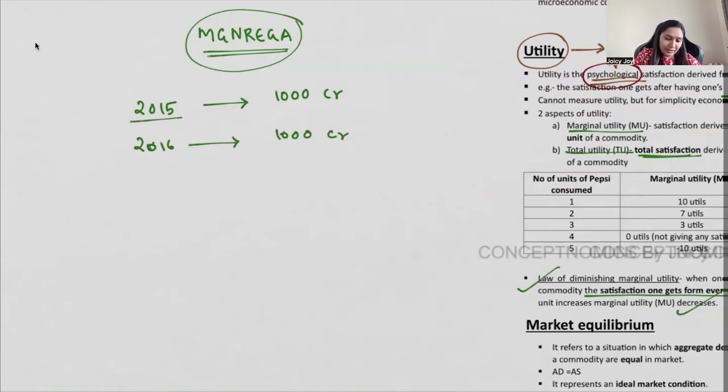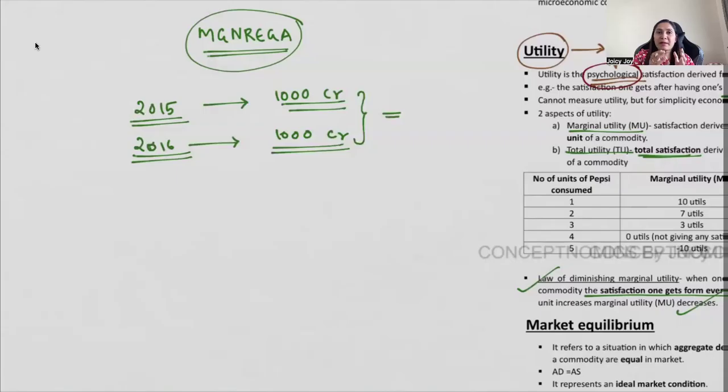What happens here? In the year 2015, 1,000 crore was allocated. In the year 2016, another 1,000 crore was allocated. Here you see that there is no increase in the funds allocated for MGNREGA. The amount is remaining the same. Now, if you apply the law of diminishing marginal utility to this example, you understand that the beneficiaries of the scheme in 2015 are getting the same amount of money in 2016, with no increase in the funds allocated.